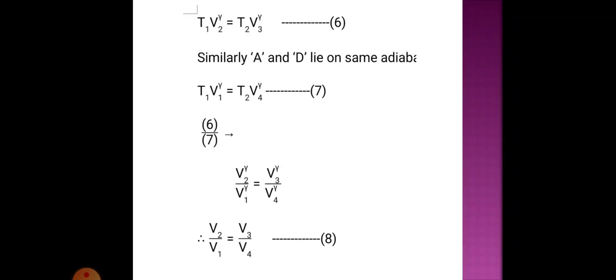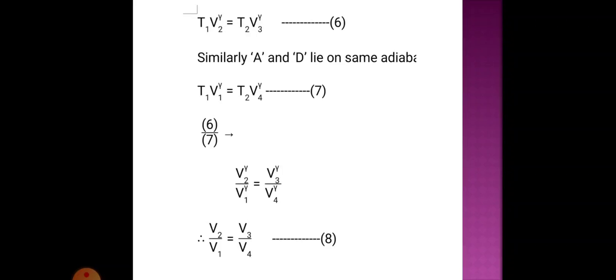Similarly, in the PV diagram, AD is an adiabatic. A and D are points on the same adiabatic. So we can again apply this equation for adiabatic process. It is T1 V1 raised to gamma minus 1 equal to T2 V4 raised to gamma minus 1. So we have obtained two equations.